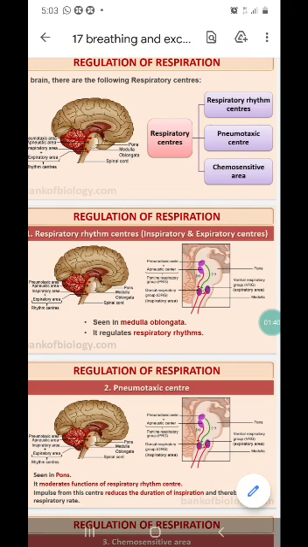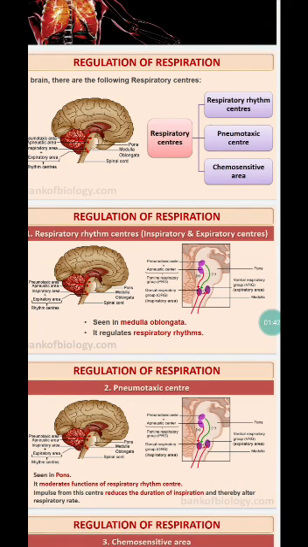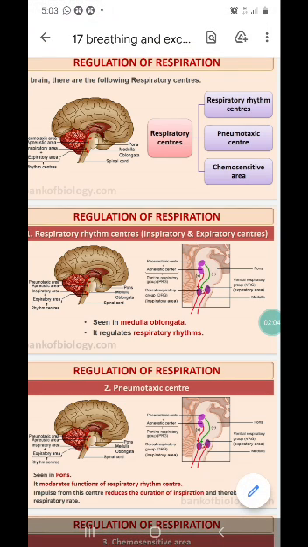Okay, now coming to the pneumotaxic center, which is seen in the pons area. Pons is near to the medulla oblongata, actually near the cerebellum, and it has connection to both the cerebellum and the cerebrum. The pneumotaxic center is present in the pons area. It will help in controlling the respiratory rhythm centers.